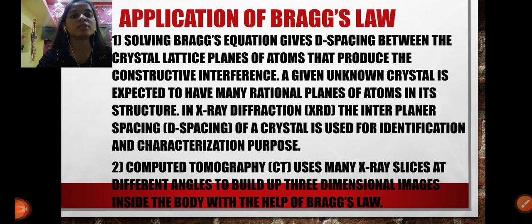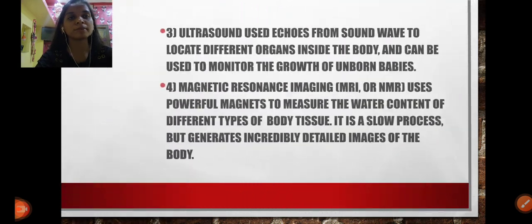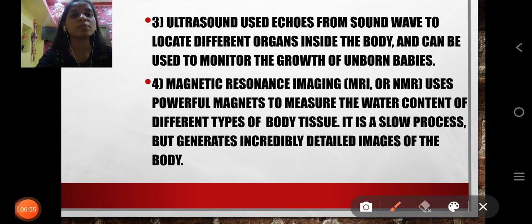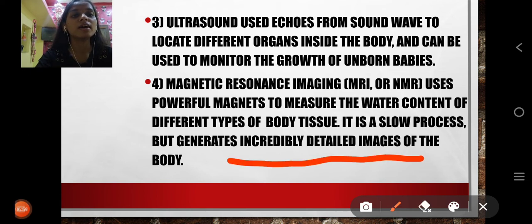Bragg's law is also used to scan images inside the body. Ultrasound uses the echoes from sound waves to locate the different organs inside the body and can be used to monitor the growth of the unborn baby. Then MRI and NMR use powerful magnets to measure the water content of the different types of body tissue, and they generate incredibly detailed images of the body.